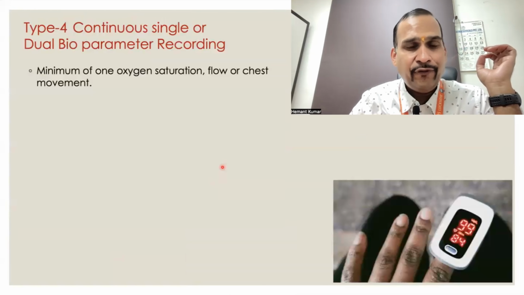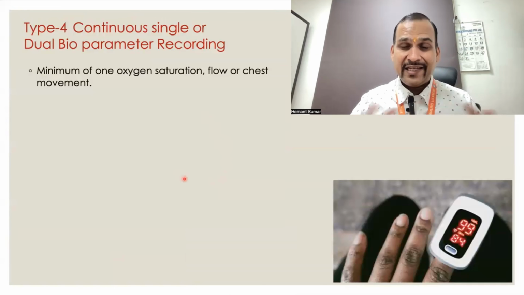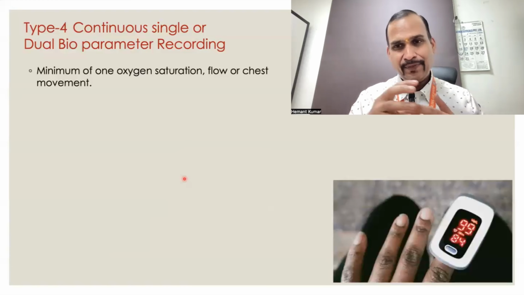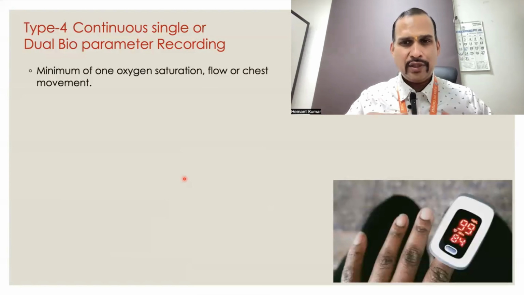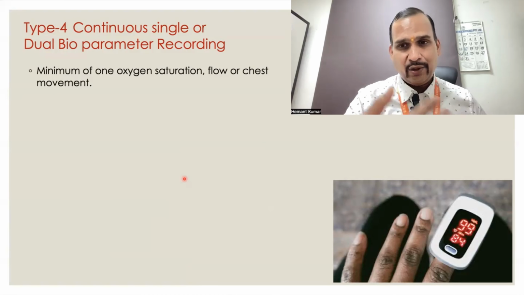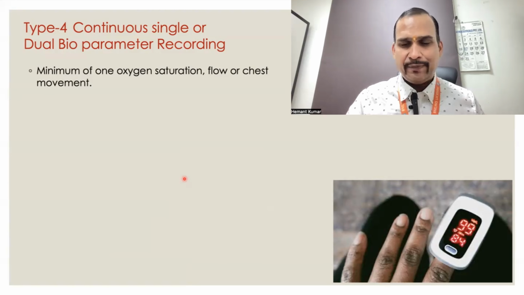Okay, type 4 is just for screening purpose. Only one or two channels. One is a pulse oximeter. Another, you can tie a belt also to say whether the patient is having apnea or hypopnea. So this is for screening purpose only.